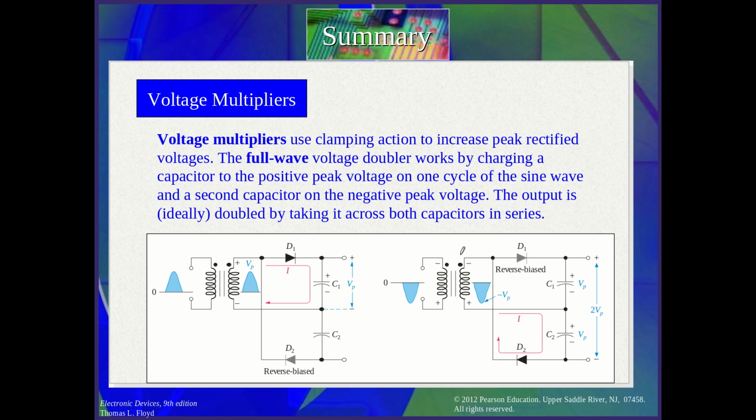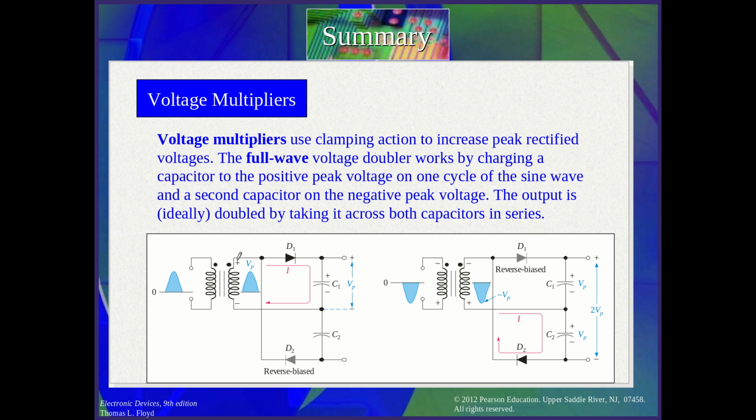Okay, now another circuit, the voltage multiplier, using the clamping action to increase the peak rectifier. So if you see here a circuit, here the input, here the transformer, we take it from this side and this side, the full transformer load, and we put two reversed diodes. So one will conduct in the forward direction in the positive half cycle, and the other one will be reverse biased, and D2 will conduct through the negative half cycle, and D1 will be reverse biased.